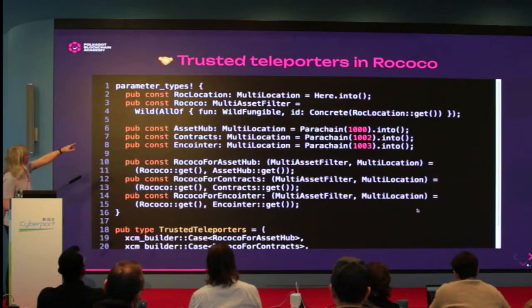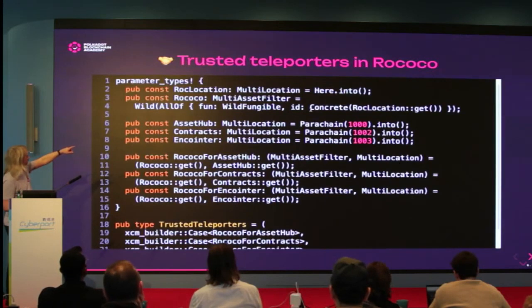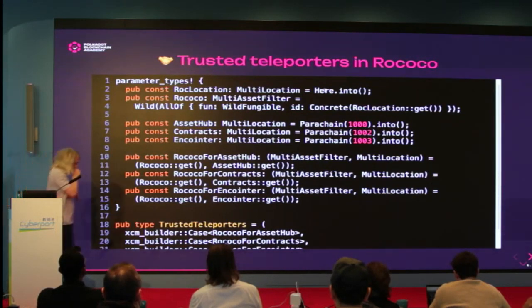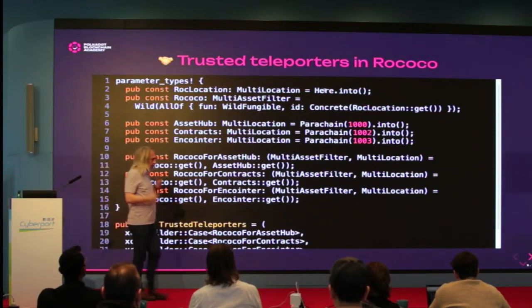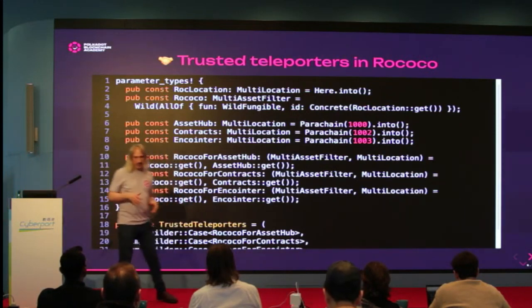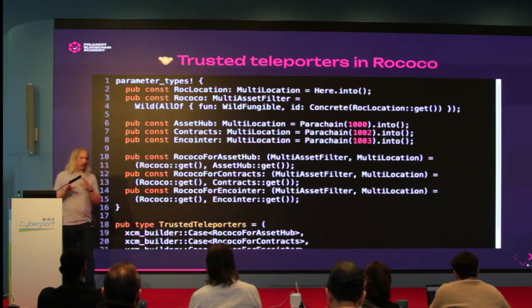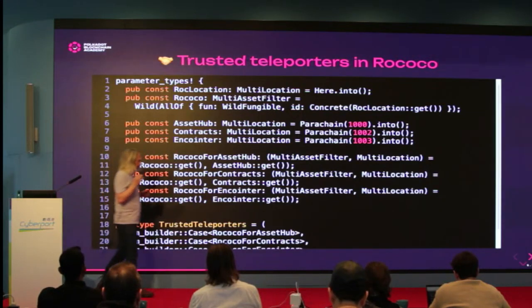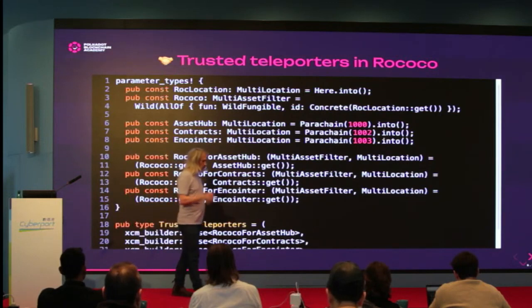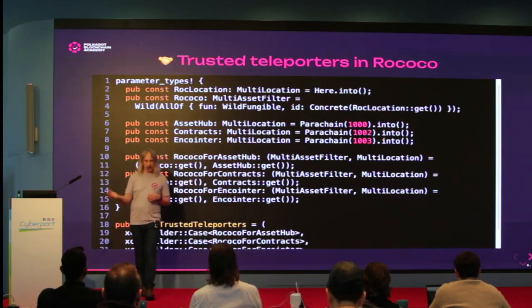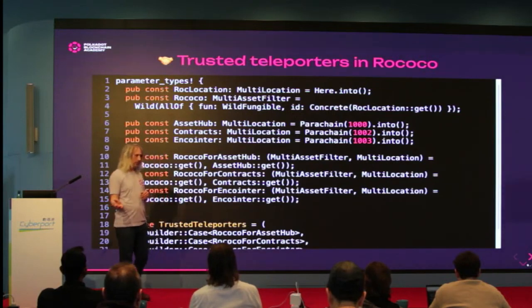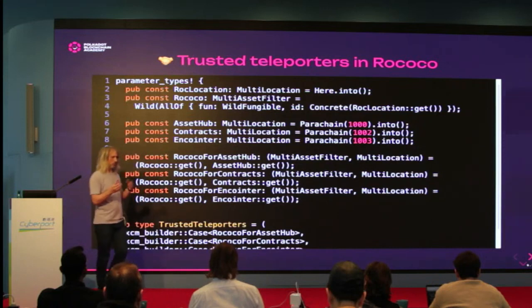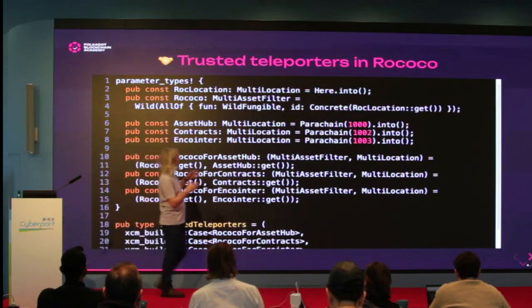So we've got a couple of locations. Rococo, the ROC location. I haven't actually covered this yet. When we're dealing with assets in XCM, there is a convention to identify the asset with the issuing location, like the chain that can issue it or the smart contract that can issue it, right? We just equate the two. We don't have a special extra mutation that we do on it.